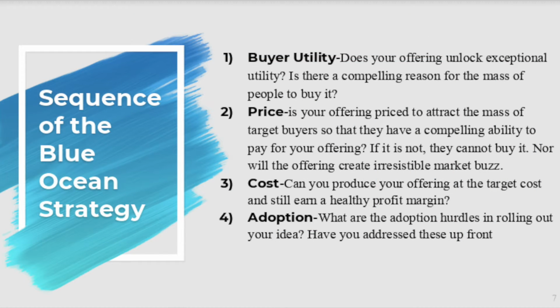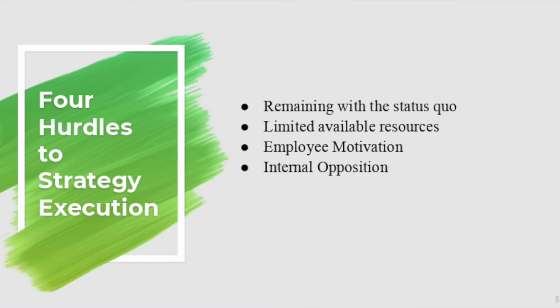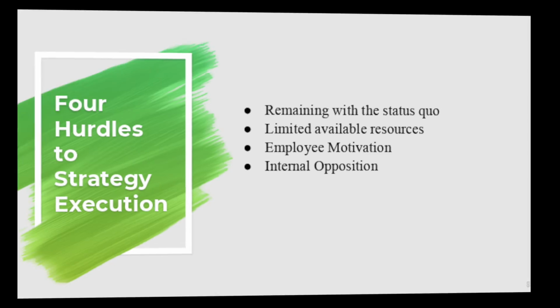Companies need to build their blue ocean strategy in the sequence of buyer utility, price, cost, and adoption. This sequence allows them to build a viable business model and ensure that their company profits from the blue ocean it is creating. Four hurdles to strategy execution. First is remaining with the status quo. Second is limited available resources. Third is employee motivation. And fourth is the internal opposition.